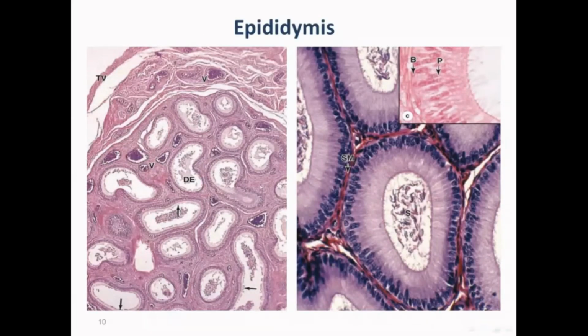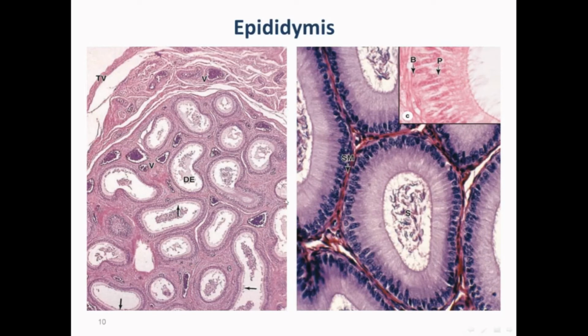This is a section of the epididymis. We see the ducts here with the pseudostratified columnar epithelium lining. The type of epithelium here is called principal epithelial cells that have long stereocilia. Stereocilia are long and non-motile cilia, with smaller basally located round cells.